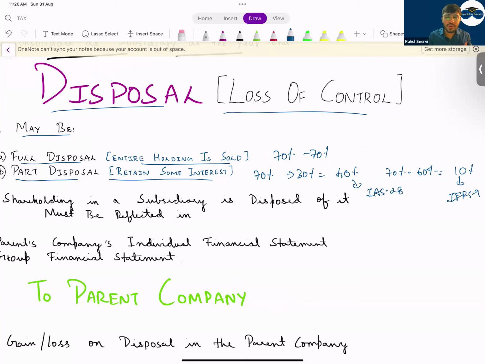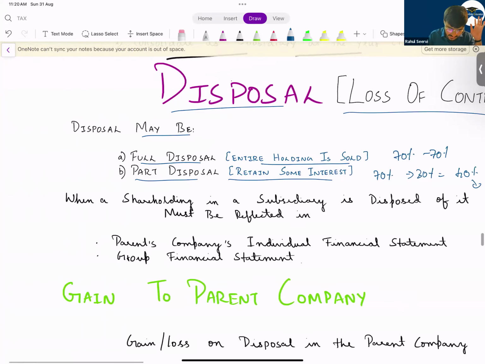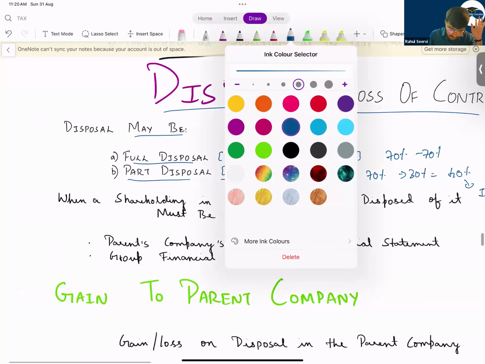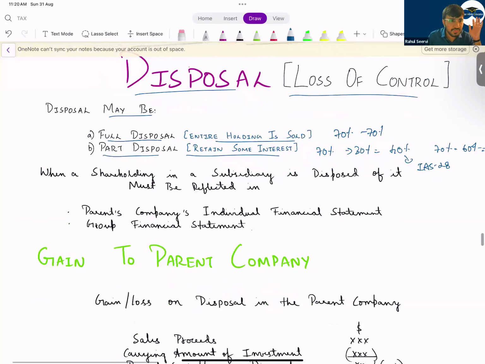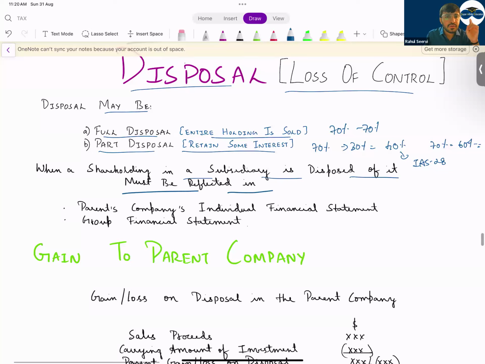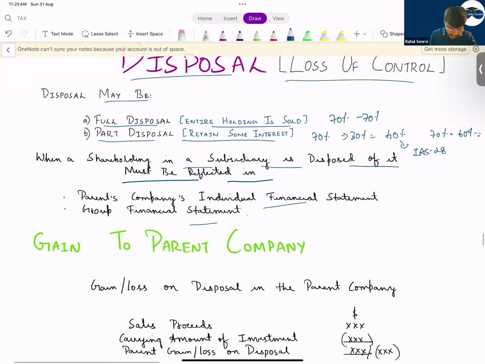Same here. First, what should we do? Till the day we have control, we follow consolidation. After that, we follow the respective standard. Understand that. Now, see here. When a shareholding in a subsidiary is disposed of, it must be reflected in both the books, that is, the parent company's individual financial statements and the group financial statements. We will record in both.